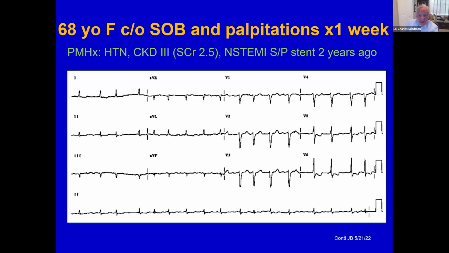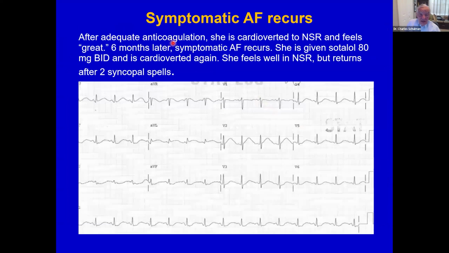Sharon is right. It's AFib. That's right. So she has atrial fibrillation. She's anticoagulated and then cardioverted back to sinus rhythm and felt great. However, 6 months later, symptomatic AFib recurred, and she's given sotalol 80 milligrams twice a day and is cardioverted again back to normal rhythm. She again felt well, but unfortunately came back after 2 syncopal episodes and had this cardiogram.